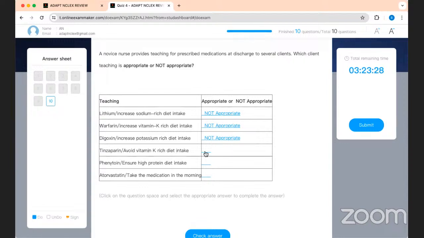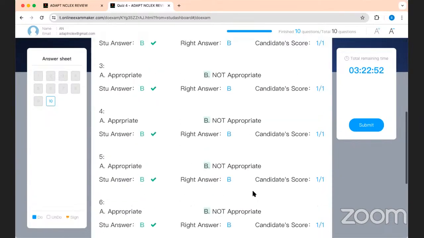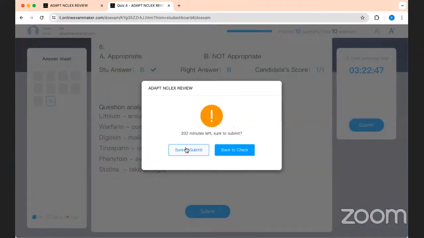There's no diet modification with these drugs, therefore it's not appropriate. Phenytoin. What you should know for your boards, they hate protein. You should not be taking a high protein diet when you're on phenytoin. Or if your patient is on tube feeds, you stop it for two hours. Not appropriate. Atorvastatin. You take it in the evening because steroids and cholesterol are made in the evening. Therefore, not appropriate. All of them are not appropriate. Why did I put them there? It's a trap. They are trap questions. Okay. And this is the end of it, guys.